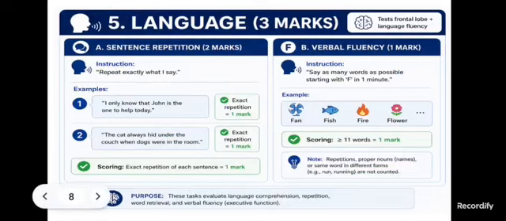Language. Language is examined with the following tests. The patient is asked to repeat the sentences which are shown in the image, exactly as shown to him, and 2 marks will be given if he is able to perform the task correctly. The second is verbal fluency. The patient is asked to say as many words as possible within 1 minute. If he is able to mention at least 11 words in a minute, then he is awarded 1 mark.